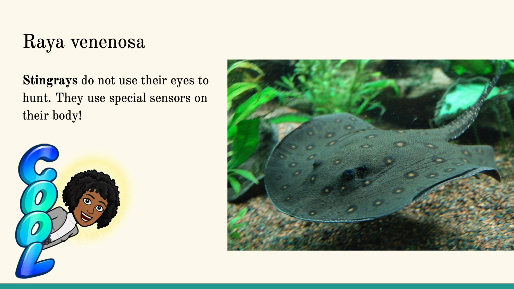Stingrays do not use their eyes to hunt. They use special sensors on their body. So they essentially don't see with their eyes when they're hunting. They use their body and how they feel.